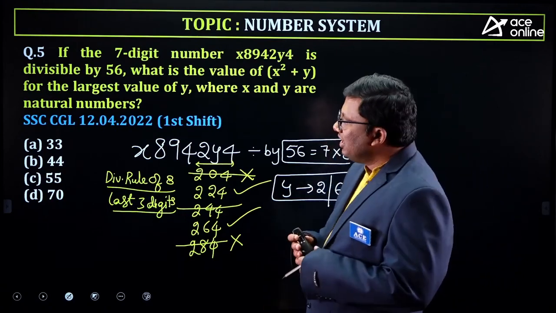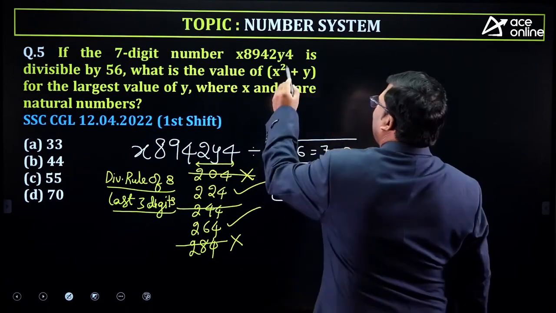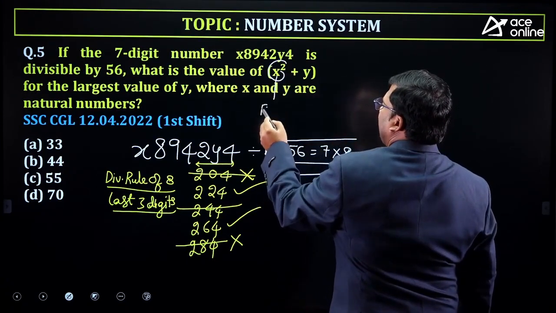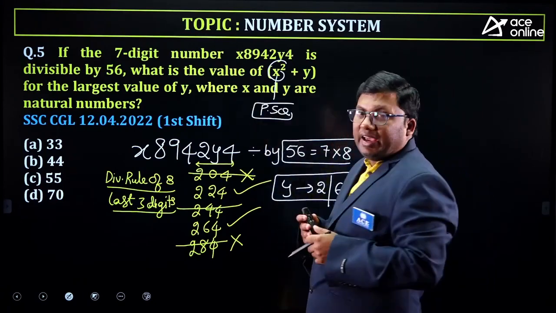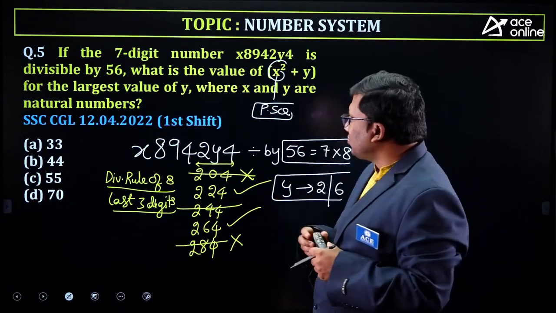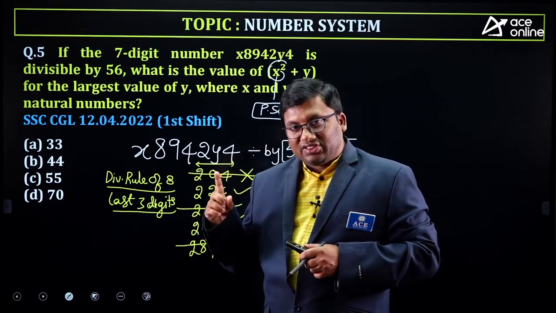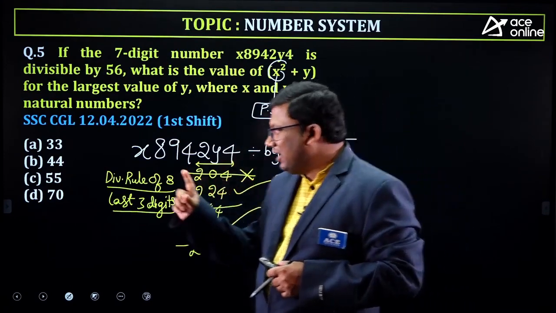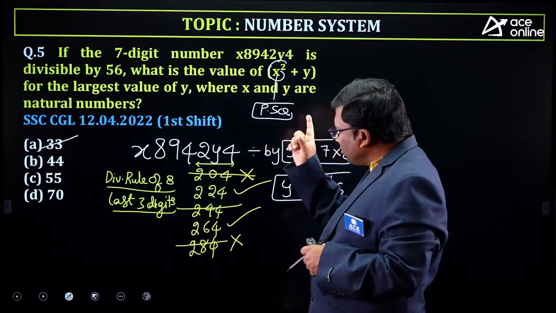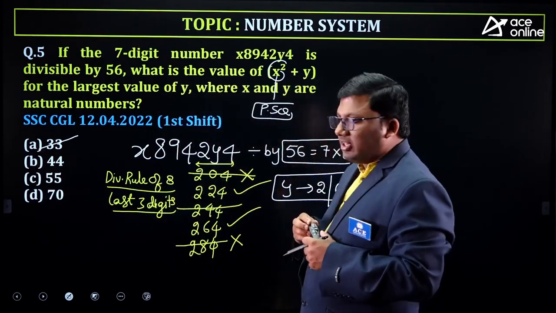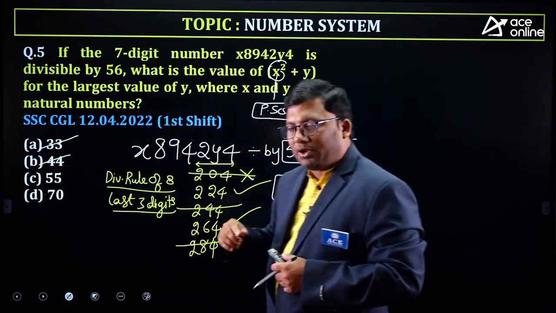Now if you see here, what is the value of x square plus y? X square is a perfect square. Now see the first option: x square plus 2 is 33, so x square is 31. 31 is not a perfect square. Second option: x square plus 2 is 44, so x square is 42. It is not possible.